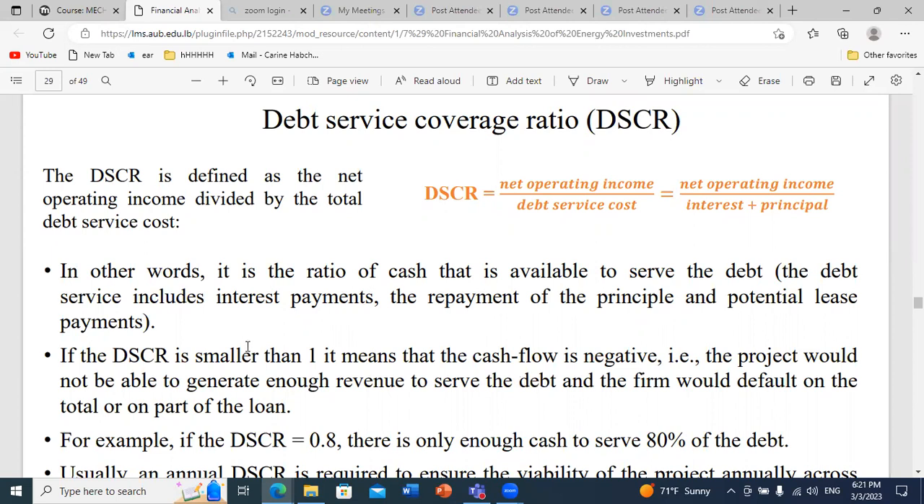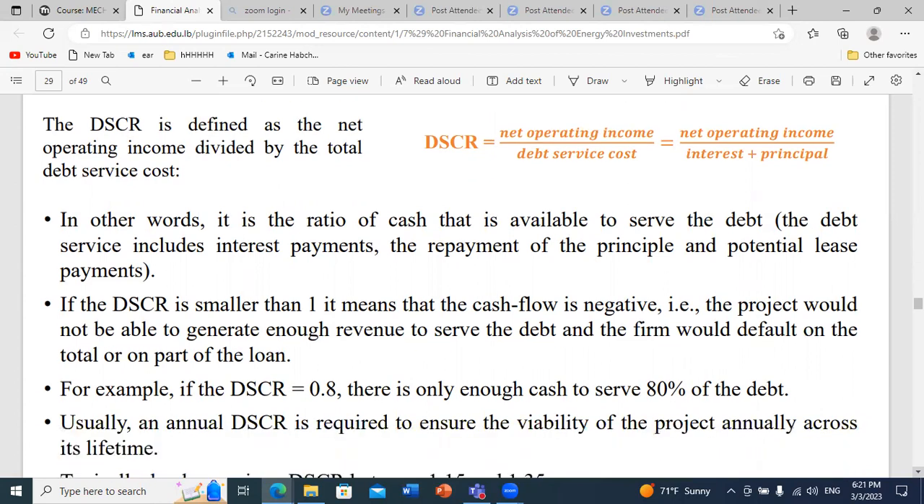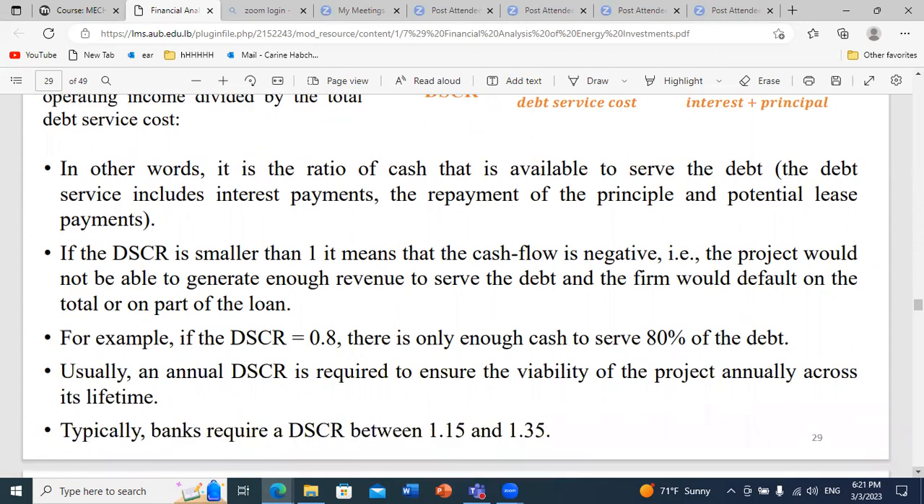If the DSCR is smaller than 1, it means that the cash flow is negative and the project would not be able to generate enough revenue to serve the debt, and the firm would default on the total or on part of the loan. For example, if the DSCR is 0.8, this means that there is only enough cash to serve 80% of the debt. Usually, an annual DSCR is required to ensure the viability of the project annually across the lifetime. Typically, banks require a DSCR between 1.15 and 1.35 in order to accept to give you the loan.